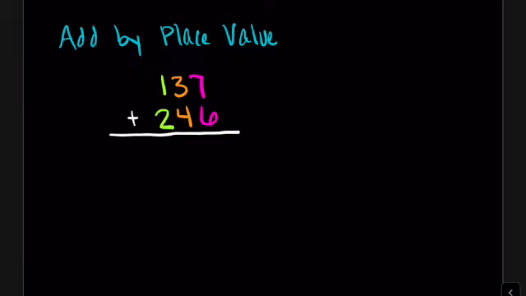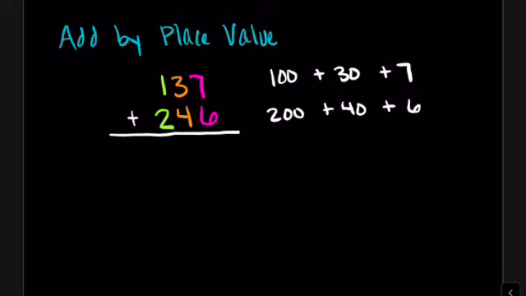So that would look like 100 plus 30 plus 7, and 200 plus 40 plus 6. This allows students to continue to think conceptually about what it means to add multi-digit numbers. Students can do this from right to left, just like the traditional algorithm. But the nice thing about this algorithm is that you can also do it from left to right. And this can be a little more intuitive to children because we read left to right.